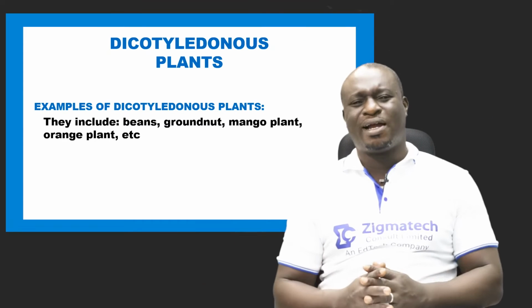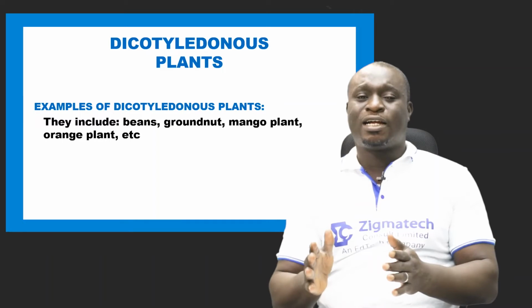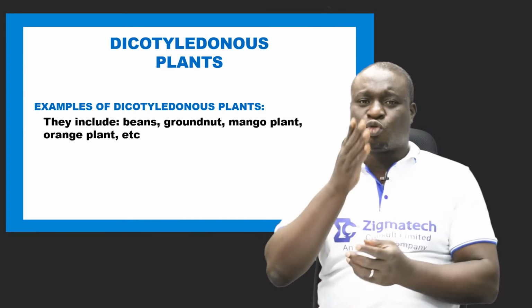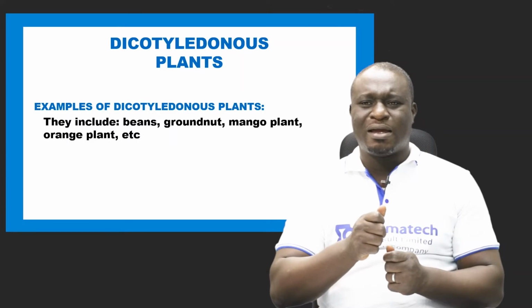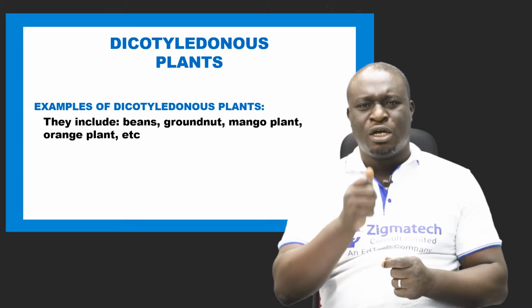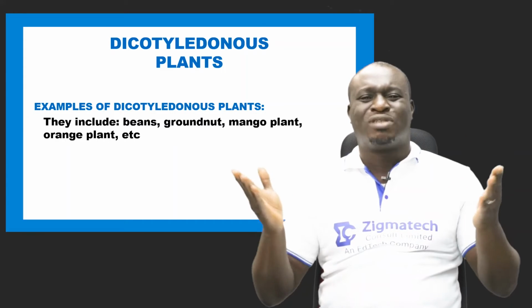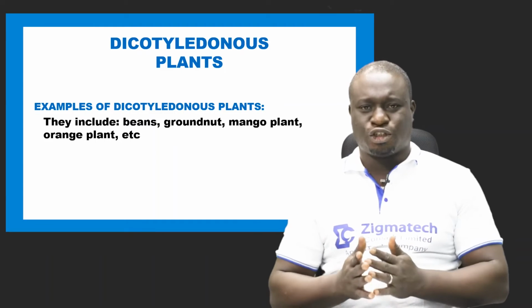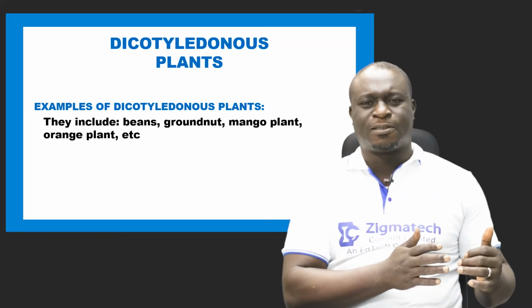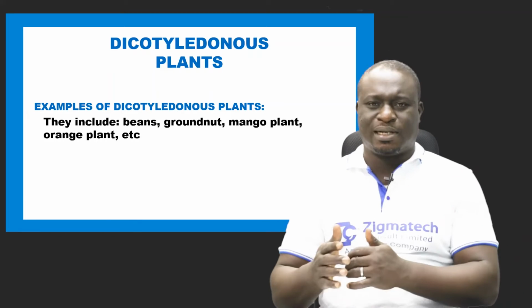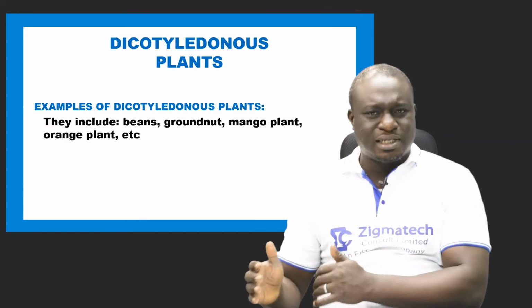And then we also have the dicotyledonous plants. If we compare them with the monocotyledonous plants, their leaves have what we call net venation. If you pick the leaf of an orange tree or a mango tree, check how the veins are arranged. That arrangement we call net venation. Another difference is the root system. Monocotyledonous plants have a fibrous root system, but dicotyledonous plants have a tap root system.